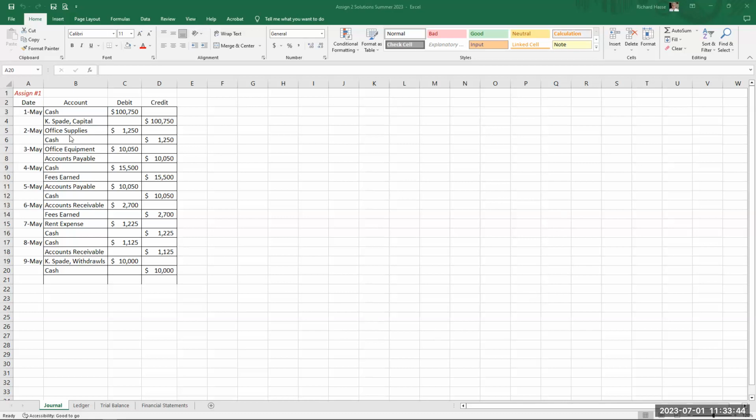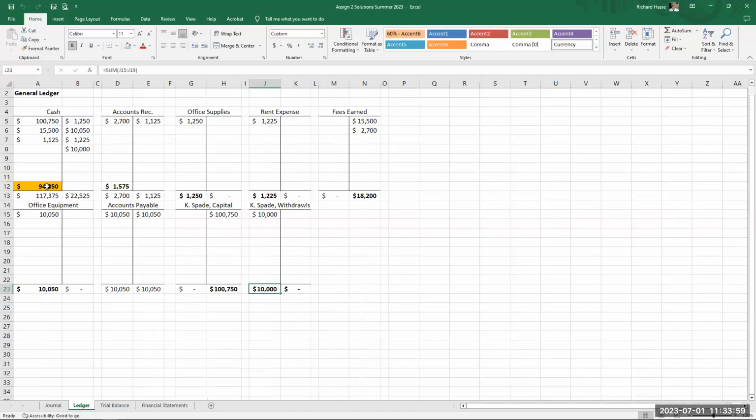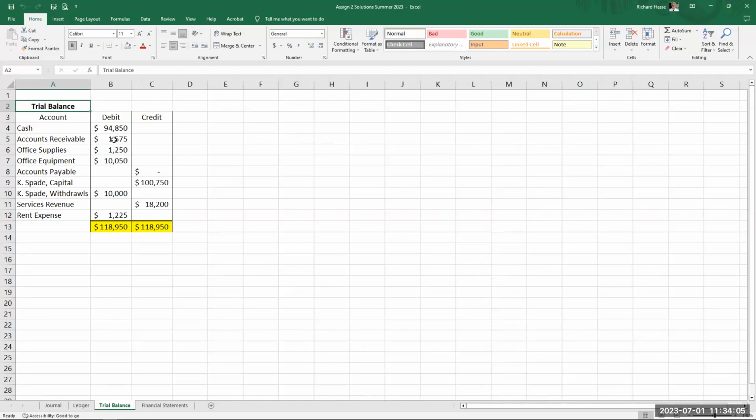Again, here are the journal entries. And again, these solutions are posted in a file in Blackboard in the assignment 2 file folder. Here's the journal entries. Here's the ledger of those journal entries posted to the individual accounts. Here are the account balances listed in the trial balance.